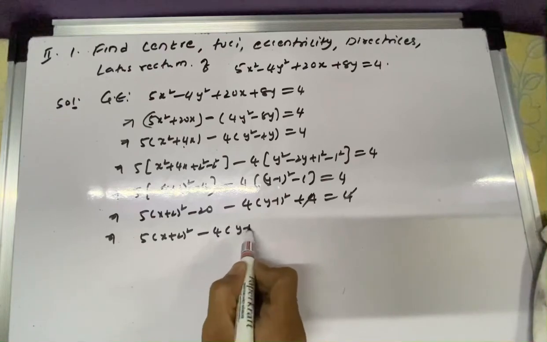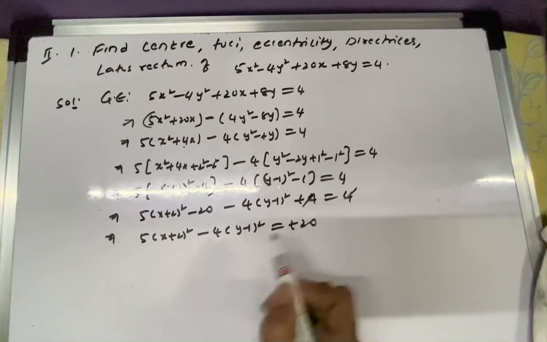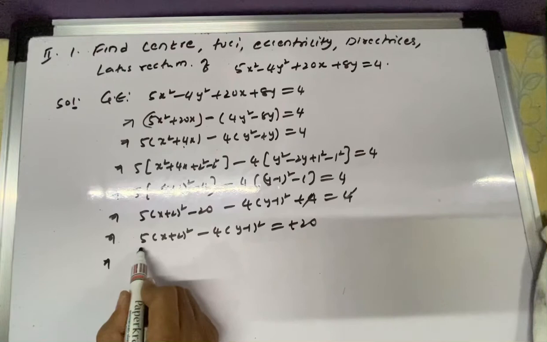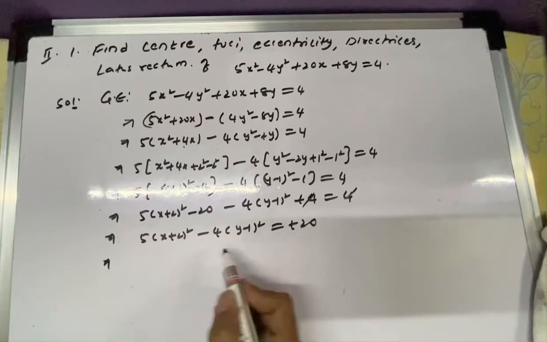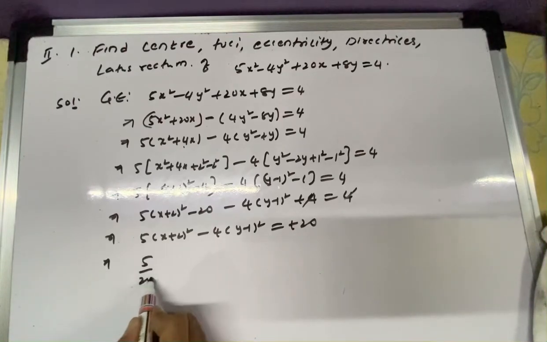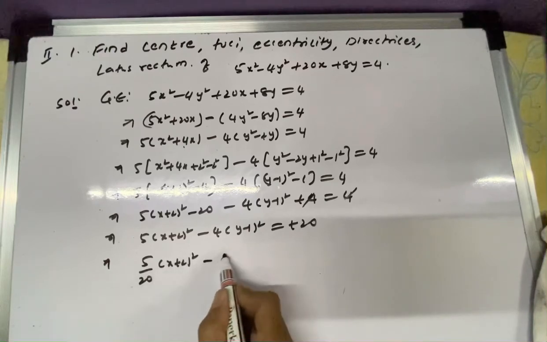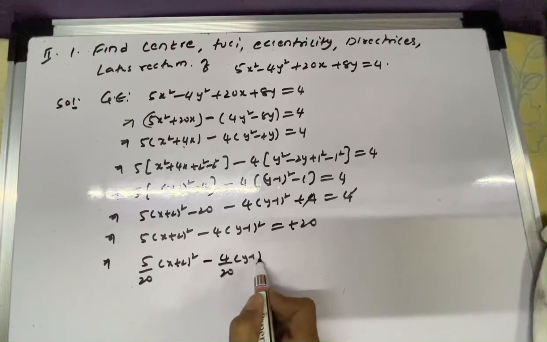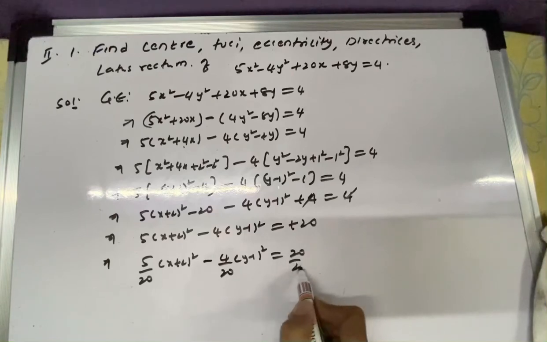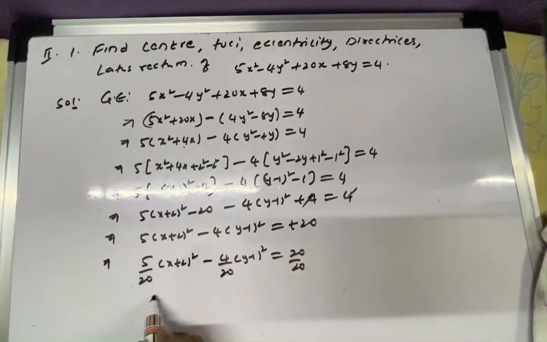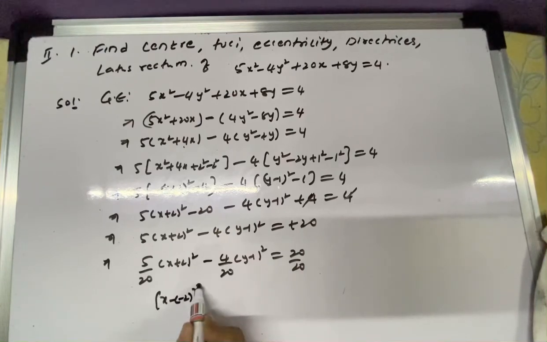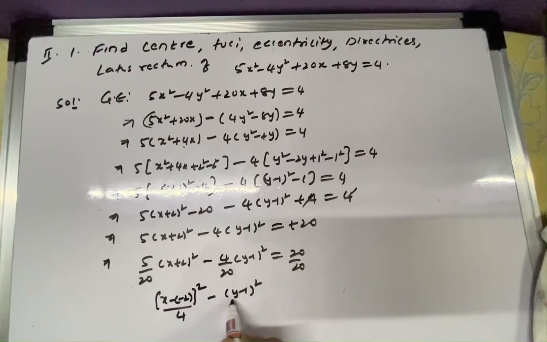Minus 4 into (y minus 1) square equals to plus 20. So 20 is on the right side, so divide the whole equation by 20. So this will be (x minus of minus 2) square divided by 4 minus (y minus 1) square by 5 equals to 1.